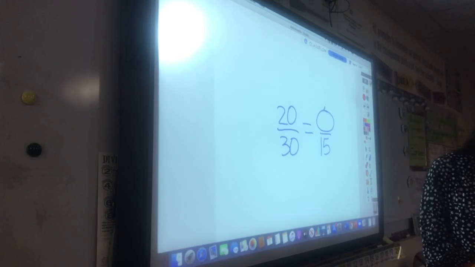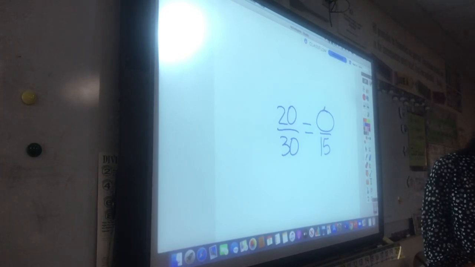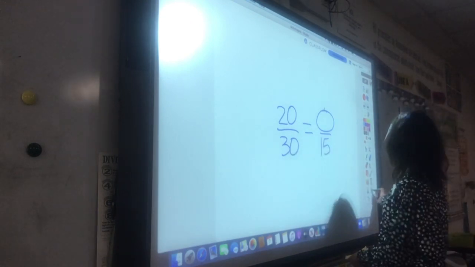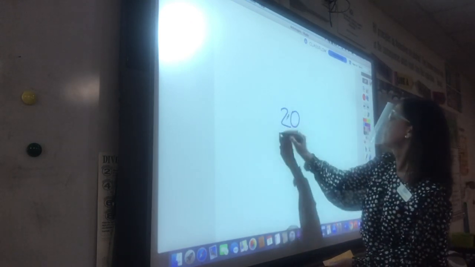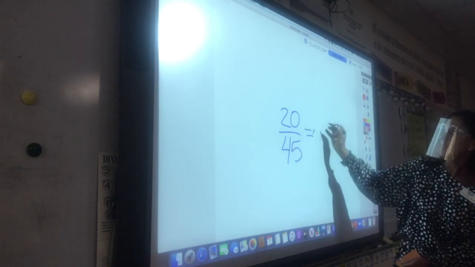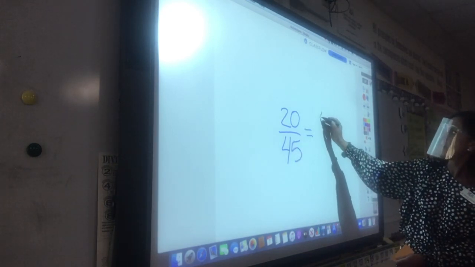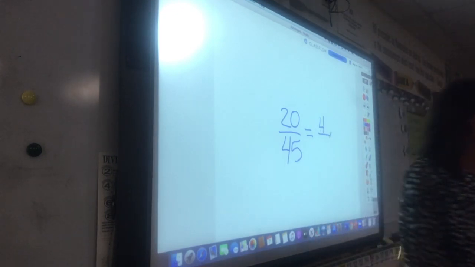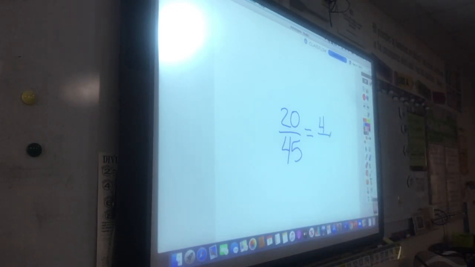Let's see. Let's do 20 over 45 equals 4 over blank. Okay, so something happens to go from 20 down to 4. Whatever that is, it's got to happen on the bottom too.